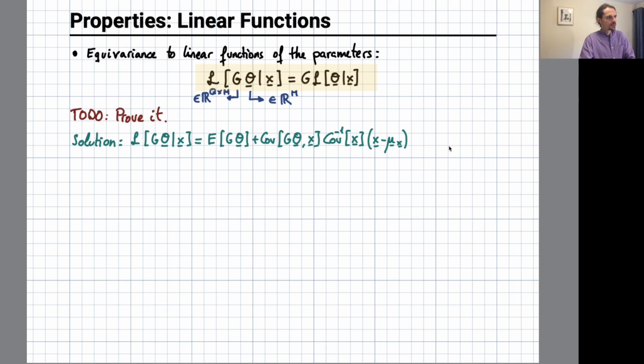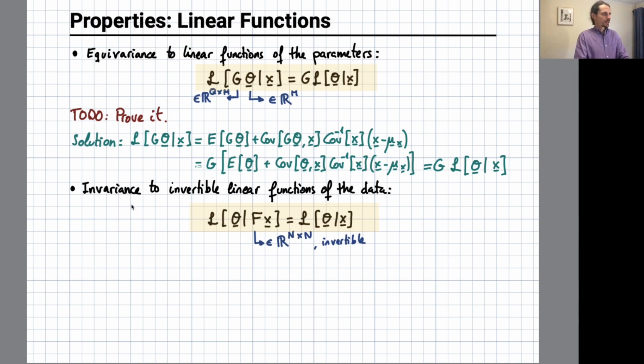We just apply the general expression for the LMMSE estimator, so it is the mean of what we want to estimate plus the covariance of what we want to estimate and the data, inverse of the covariance matrix of the data, and x minus mu x. Now we just need to apply the properties of the expectation, so this G comes out, and also the properties of the covariance, so this G comes also here to the left. We can then take G as a common factor and recognize that what we have in brackets is just the LMMSE estimator of theta given x, which completes the proof.